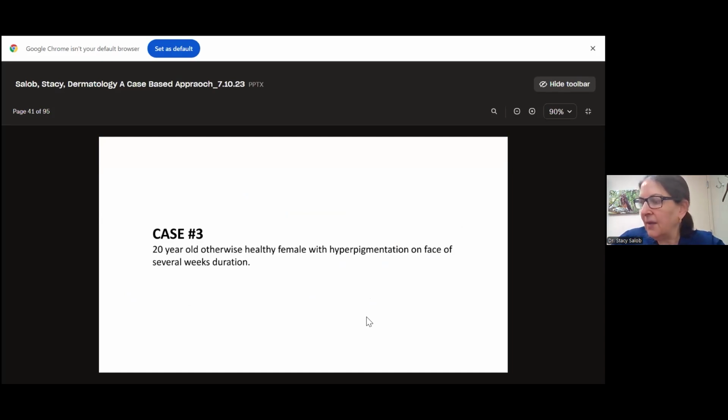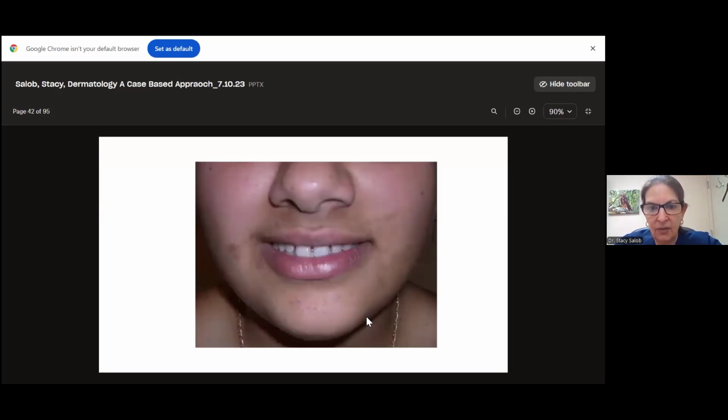Okay, let's keep going. I think we have a little more time. This is a 20-year-old, otherwise healthy female who came in with this hyperpigmentation on her face of several weeks duration. You sound very smart if you figure this one out.